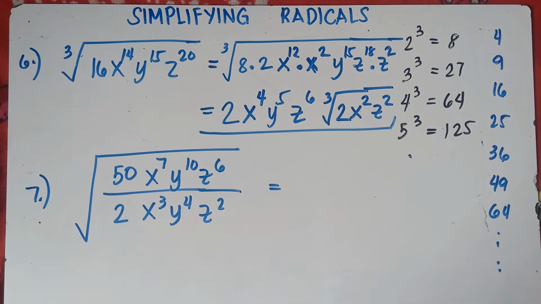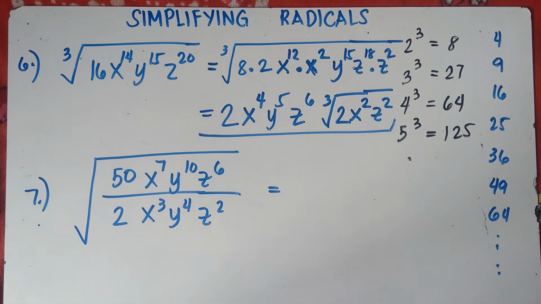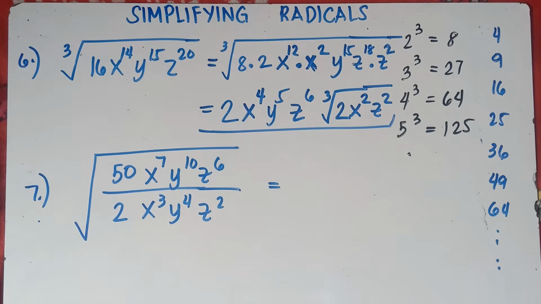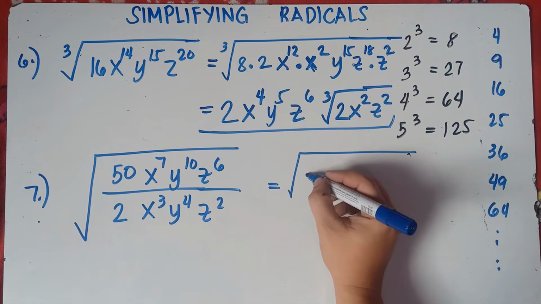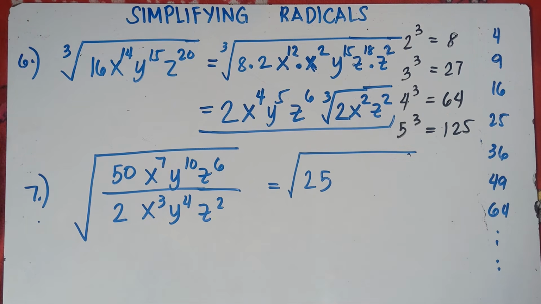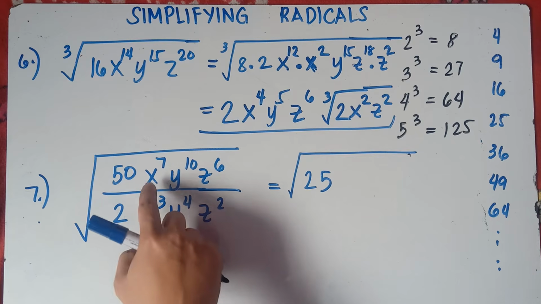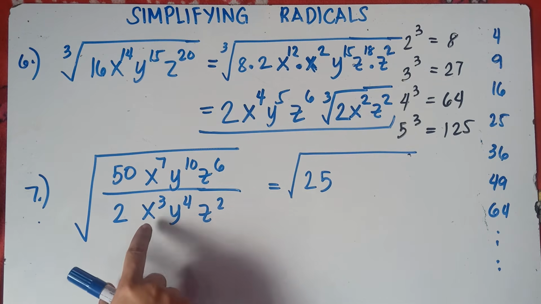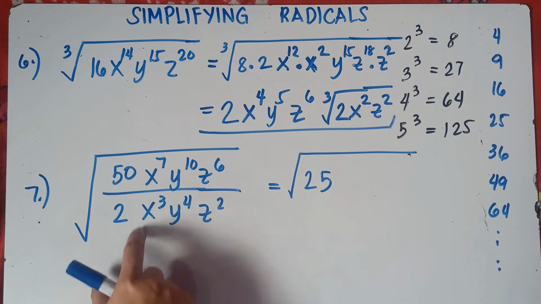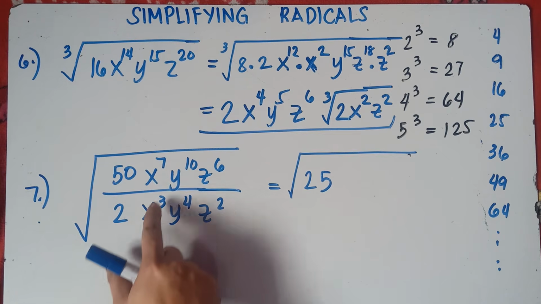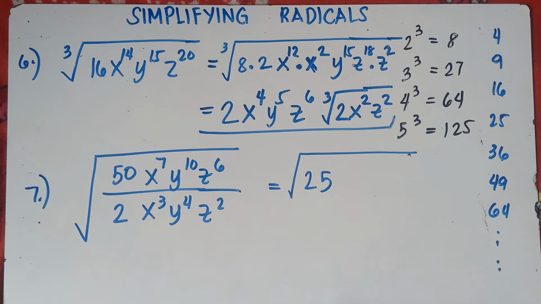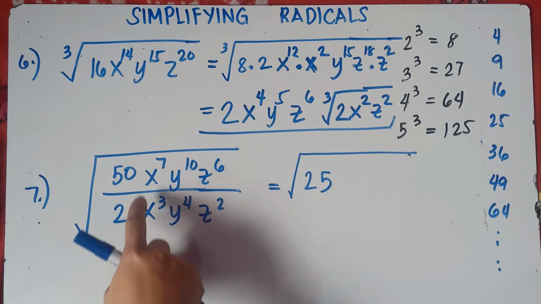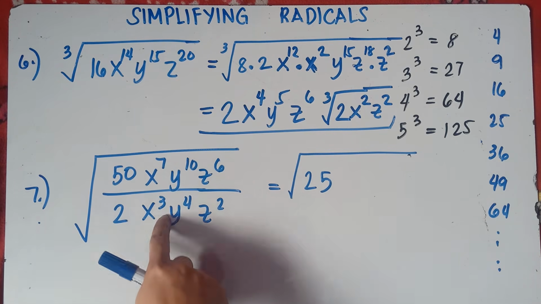Can we divide 50 by 2? Yep, we can divide 50 by 2. 50 divided by 2, that is 25. So we have the square root of 25. Now in this scenario, class, x raised to the power of 7 over x cubed, if they have the same base, we can copy the base, then subtract the exponent, class. Remember, class, in the laws of exponents, the quotient rule: same base, copy the base, then subtract the exponent.